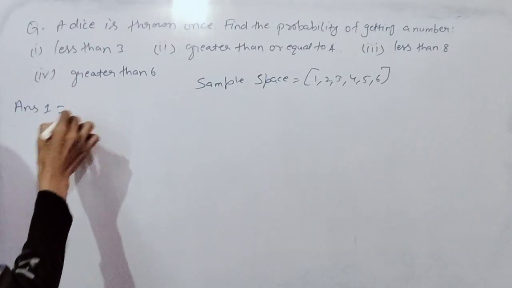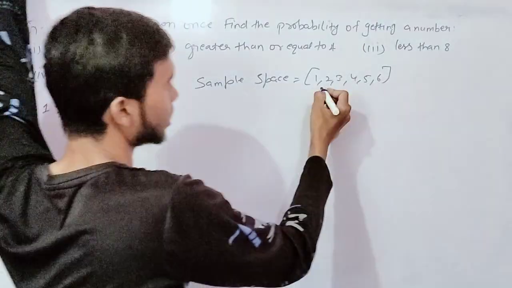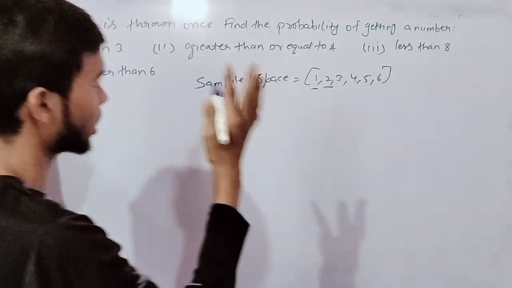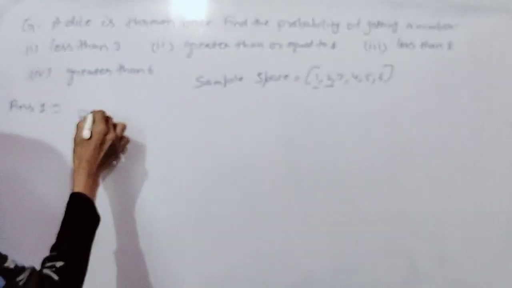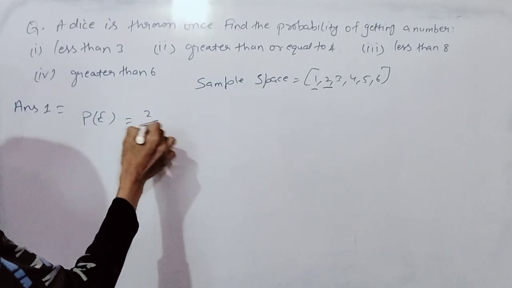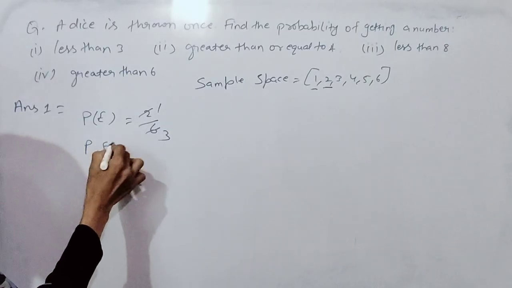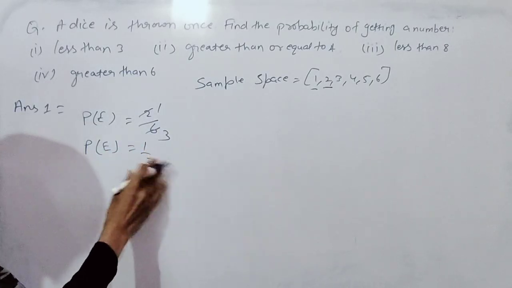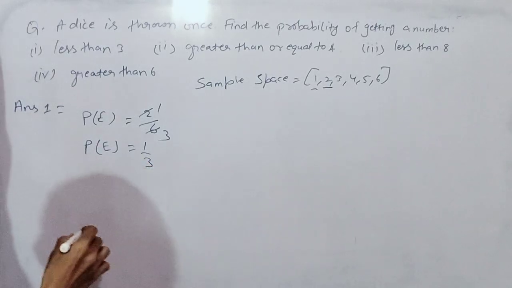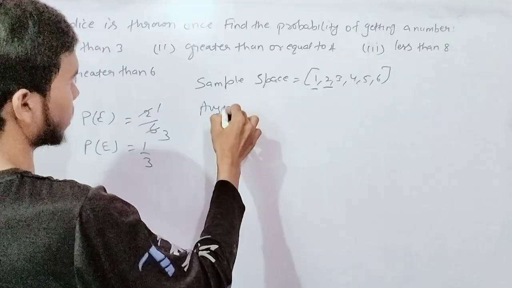Now here, the answer of first would be how much? Less than 3. So less than 3 is what? This and this. There are 2. So the probability of less than 3 would be 2 upon 6. So probability came as 1 upon 3.